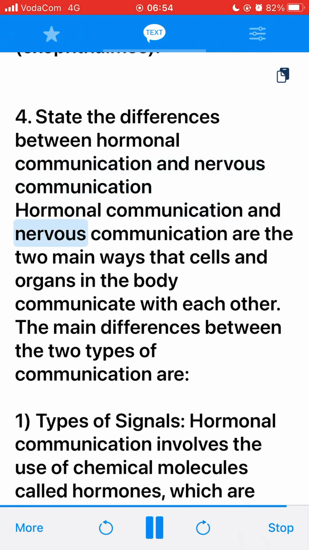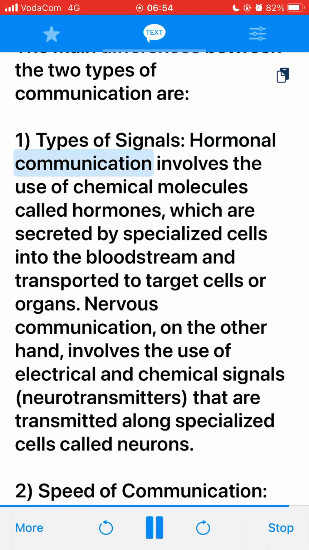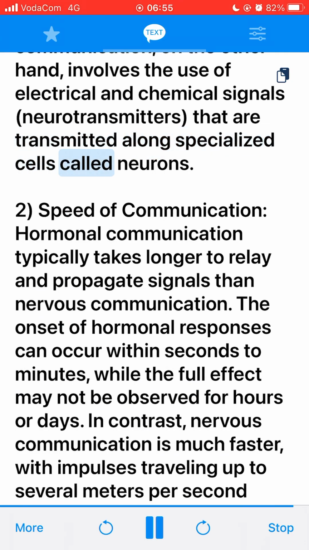4. State the differences between hormonal communication and nervous communication. Hormonal communication and nervous communication are the two main ways that cells and organs in the body communicate with each other. The main differences between the two types of communication are: 1. Types of signals. Hormonal communication involves the use of chemical molecules called hormones, which are secreted by specialized cells into the bloodstream and transported to target cells or organs. Nervous communication, on the other hand, involves the use of electrical and chemical signals, neurotransmitters, that are transmitted along specialized cells called neurons.